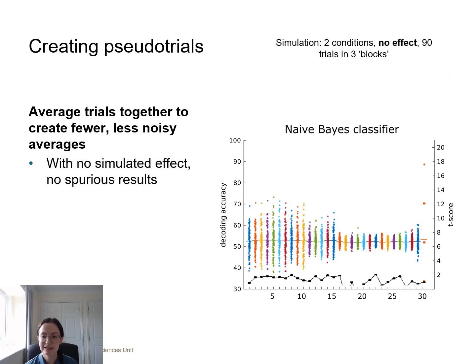Now, just really quickly to point out, we're not generating spurious results here with our averaging. This is a data set where we simulated no effect, so it's just random. And you can see here that we're not increasing our decoding across our pseudotrial sets. There is an increase in the standard deviation, which we often see by increasing the number of trials per average. But you can see here that the t-score is very low and our accuracy is hovering around 50, 51.